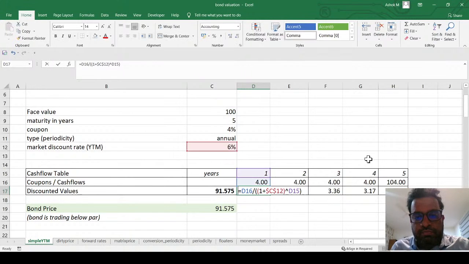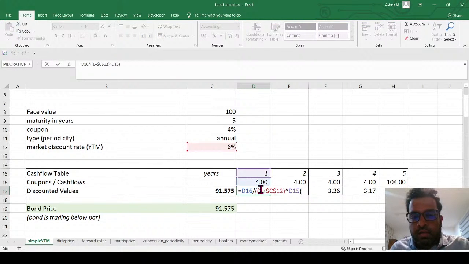So you know how to do your discounting. You take this cash flow in the numerator, divide by 1 plus something. 1 plus something is the YTM. When you do this, just look at the periodicity. If it is annual, yes, you are right, you can do this. And then this hat symbol is the power symbol, to D15, that is the number of years. I think this is simple.